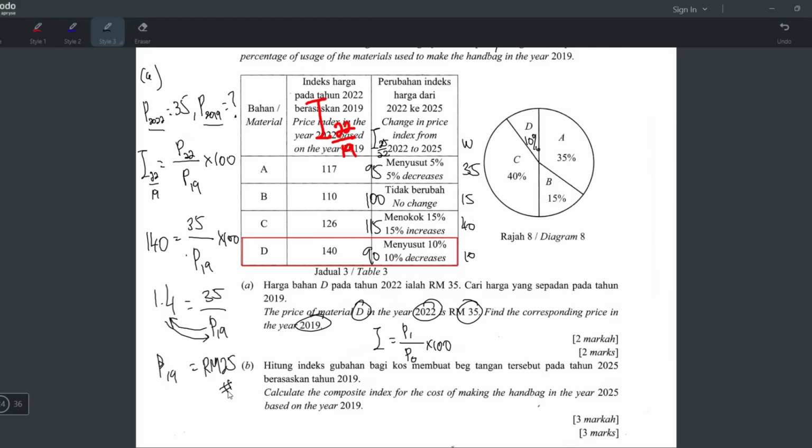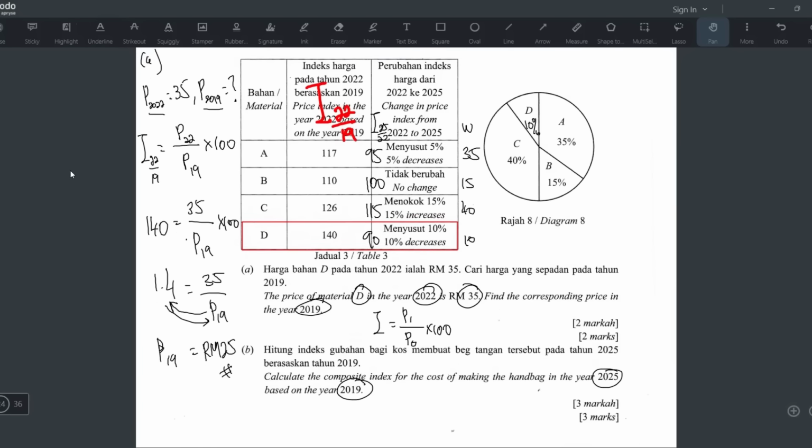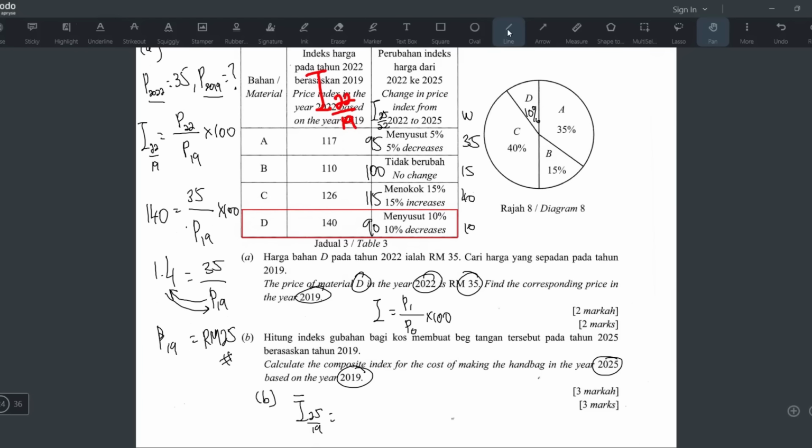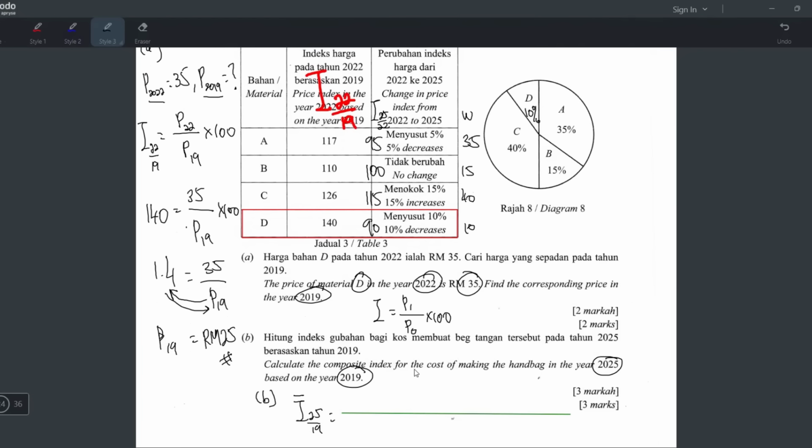Okay, now let's do B. Calculate the composite index for the cost of making handbag in the year 2025 based on 2019. Nak cari composite index, alamak ini senang. So the composite index formula is I, there's a line on top, and then they want for year 25 or 19. So always write the year.